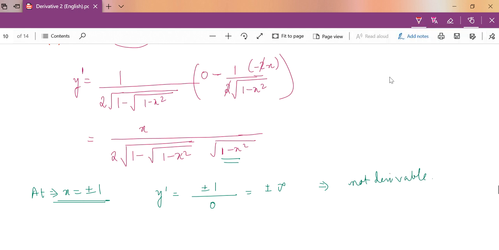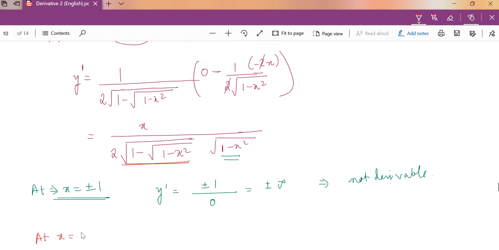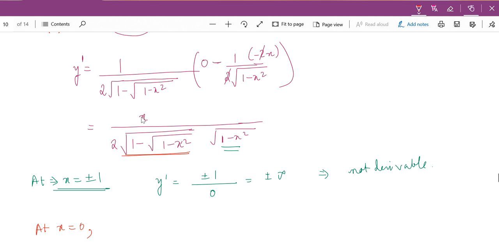What else? Do you see any other point where you have a problem? When this goes to 0, when your x is 0. So at x is equal to 0, you have a problem. What happens at x is equal to 0? Let's check. This is 0, and even this is 0, so you get a 0 by 0 form. Indeterminate. Indeterminate means I don't know whether at that point my limit exists or it doesn't. It may exist, so I have to check separately at x is equal to 0.